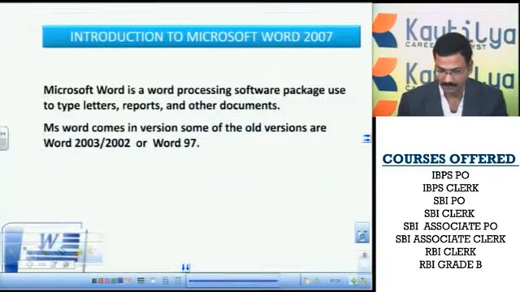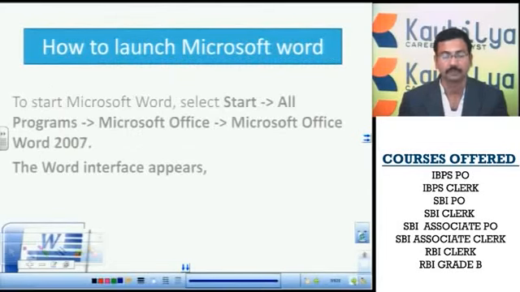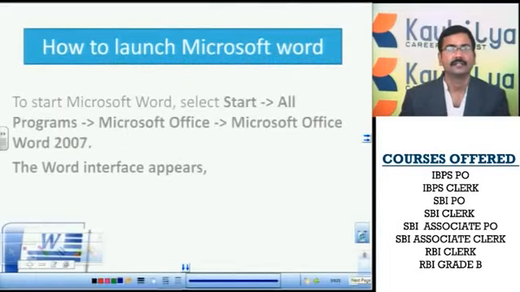Once I select this particular Word documentation, a document window will open. Microsoft Word is basically a word processing software package used to maintain documentation, wherein you can type letters, digits, symbols, special symbols, etc. So this is basically used for maintaining documentation, and we are checking only the 2007 version.